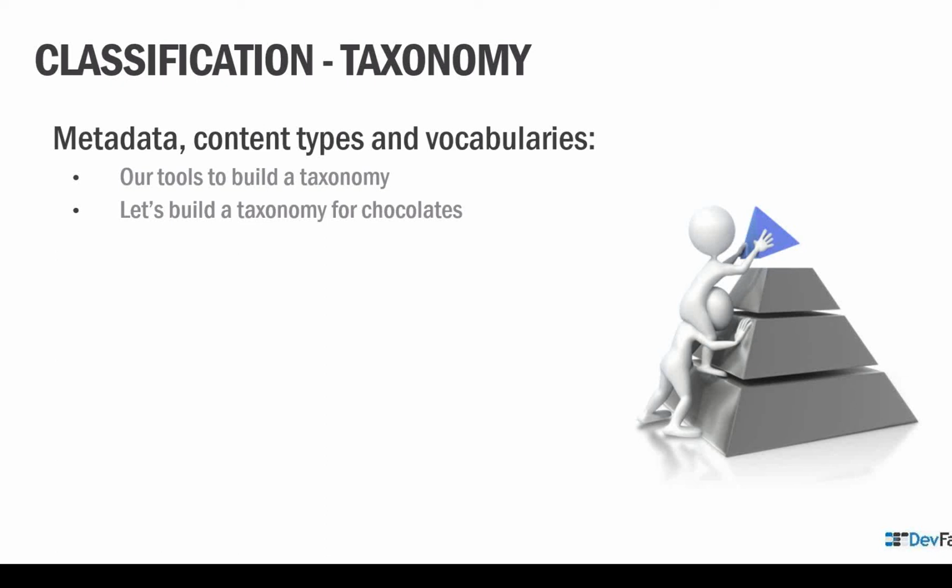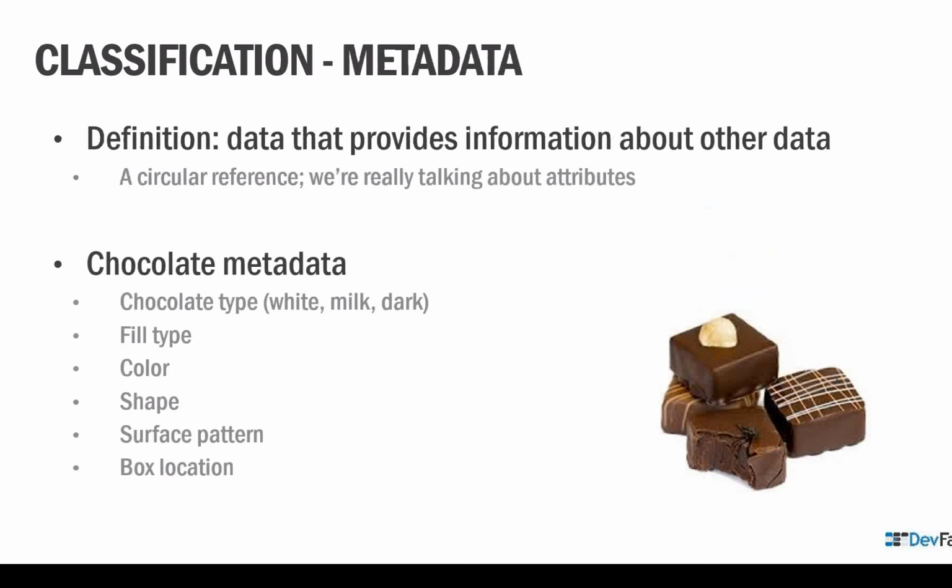So when we look at that, we're going to look at the tools that we use to build the taxonomy, and then let's look at building the taxonomy for chocolates. So the tools that we have are metadata, content types, and vocabularies, and how they relate to chocolates is pretty simple. If we look at chocolates as a family, maybe we have some information that needs to be provided. That information is called metadata.